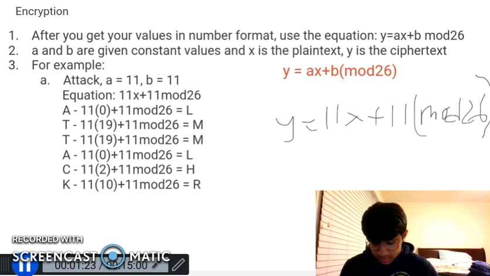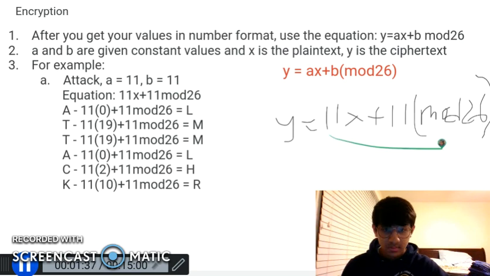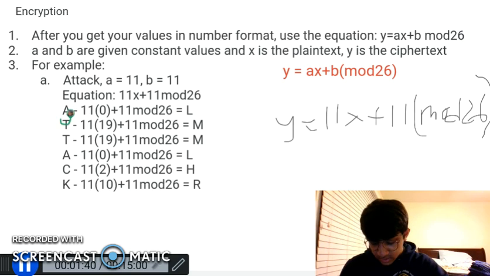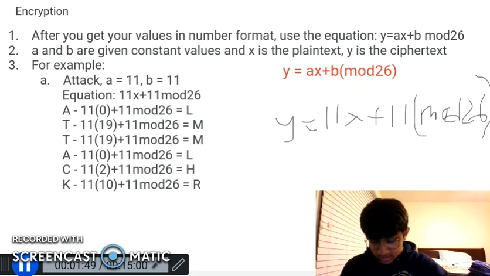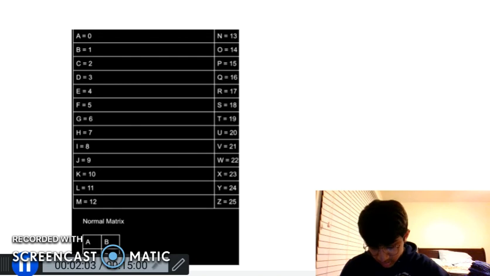Let's start. First off, our plain text is attack, our a value is going to be 11, and b value is going to be 11 as well. So our equation is y equals 11x plus 11 mod 26. Looking at the first letter, A is going to be 0. You have to use this table, remember it. A starts from 0. So plug in the 0 value: 11 times 0 plus 11 mod 26. 11 times 0 is 0, 0 plus 11 is 11, and 11 mod 26 is 11, which is going to be L.